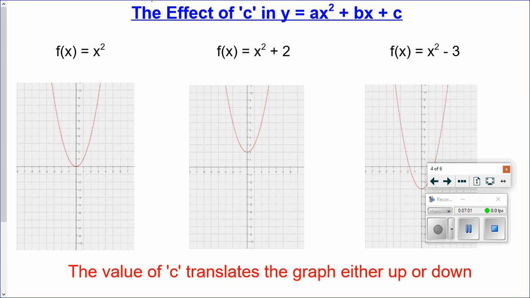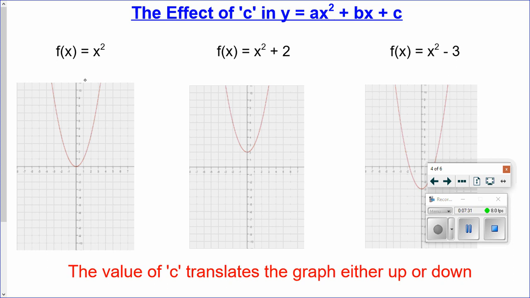So next thing we're going to do is look at what does c do? What does this value of c do? In this lesson, we're not going to look at what b does. We'll be looking at it in another lesson. Today, we're just going to look at what the a does and what the c does. So we've learned that the a, if it's positive, it faces upward. If it's negative, it faces downward. And we've also learned that it affects the width. So the larger this value of a is, the larger its absolute value, the narrower it is.